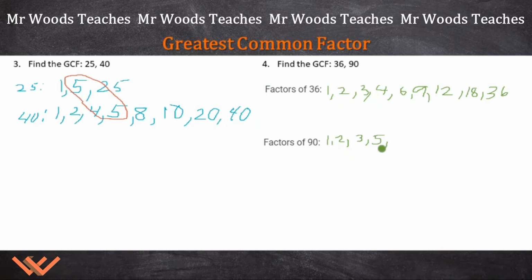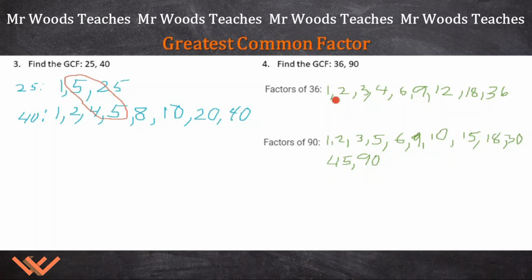So there we go. So I have 6 times 15, that's going to be 90. 9 times 10, and then we have 10. And then what we discussed earlier is that 6 times 15, 5 times 18, 3 times 30, and then 2 times 45, and 1 times 90.